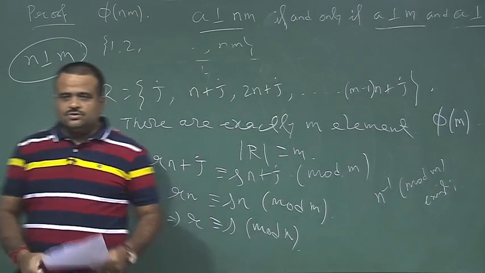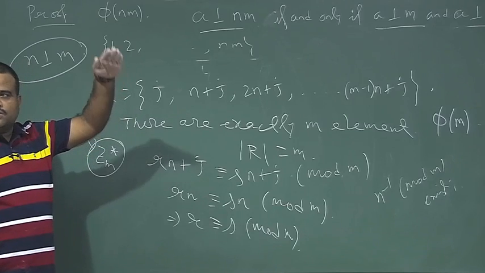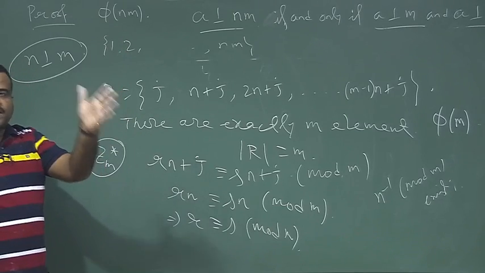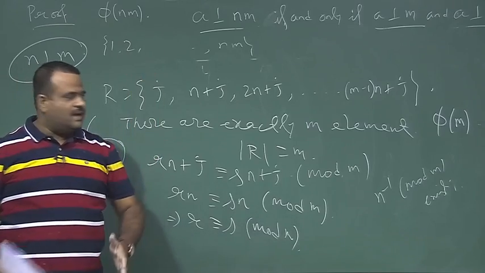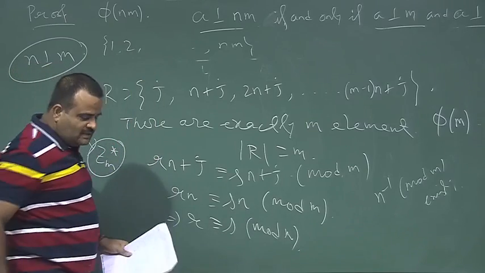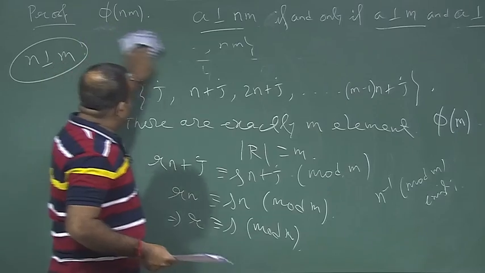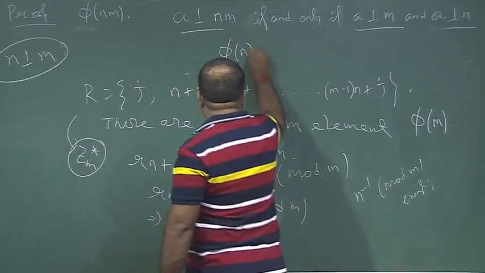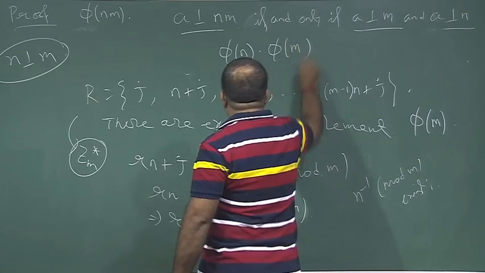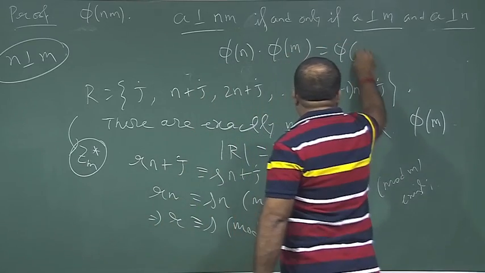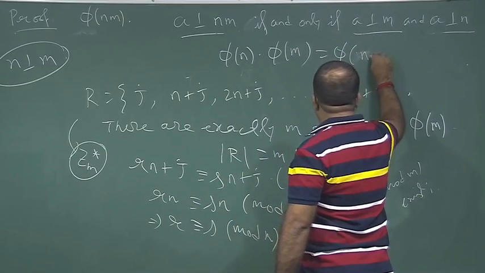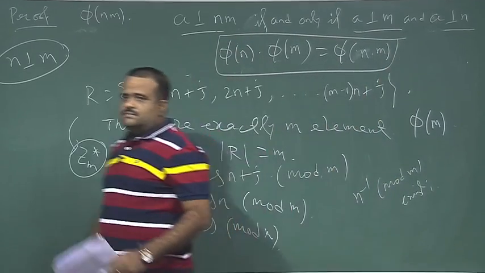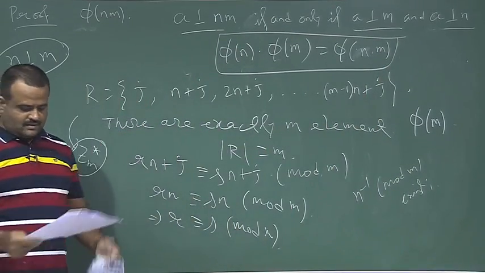So, there are phi n elements which are co-prime to n, and among these phi n there are phi m elements which are co-prime to m. So hence the number of elements which are co-prime to both m and n is phi n into phi m, and this is basically phi of n m, and this is the proof.